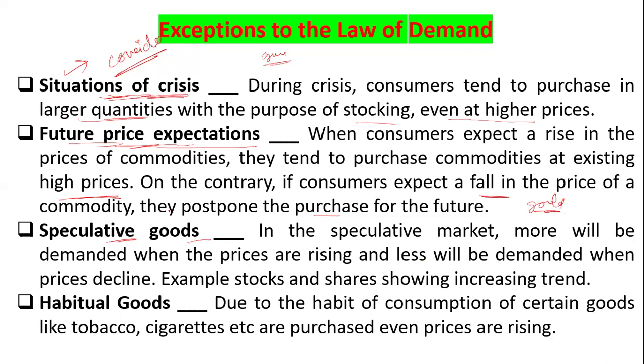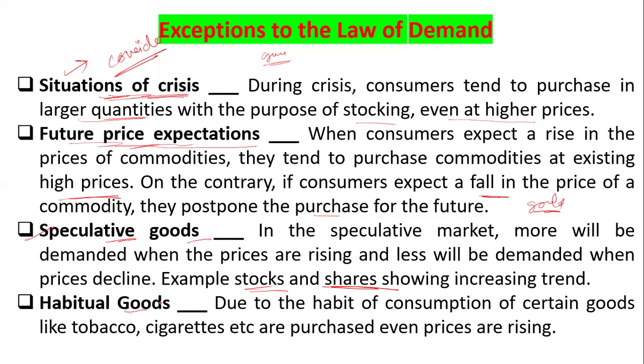Then speculative goods. In the speculative market, more will be demanded when the price rises and less will be demanded when the price falls. The example is stock shares, showing an increasing trend. So these are the speculative demands. You are speculating about the stock, speculating about the share, whether the trend is going to increase or decrease. So speculative goods are also an exception to the law of demand.